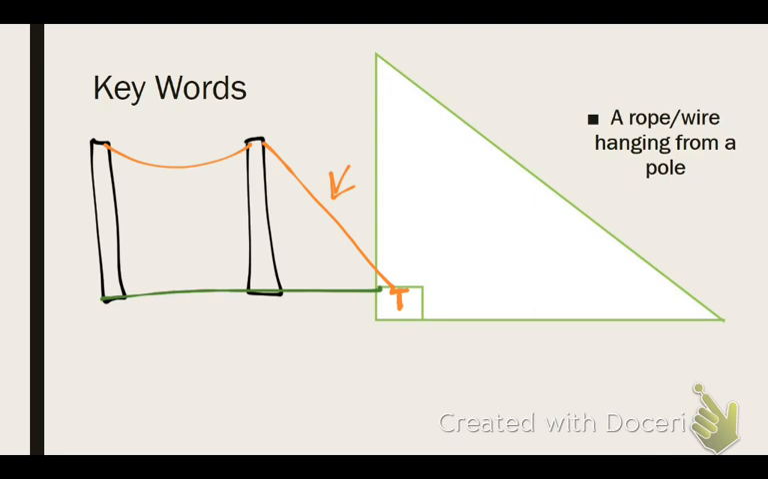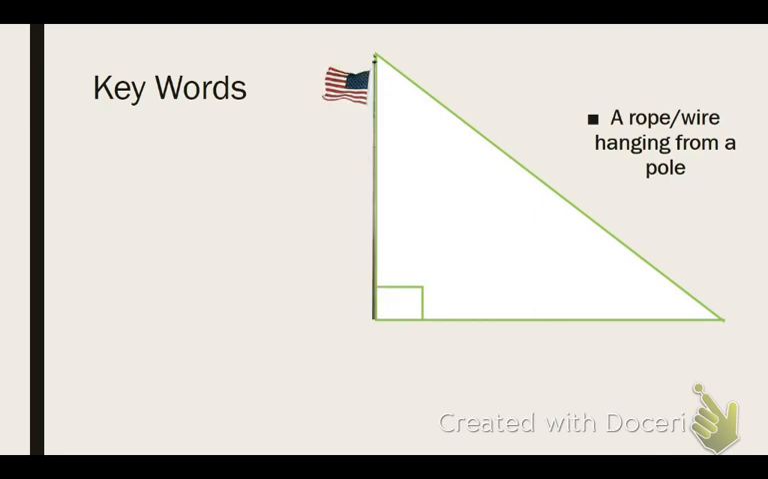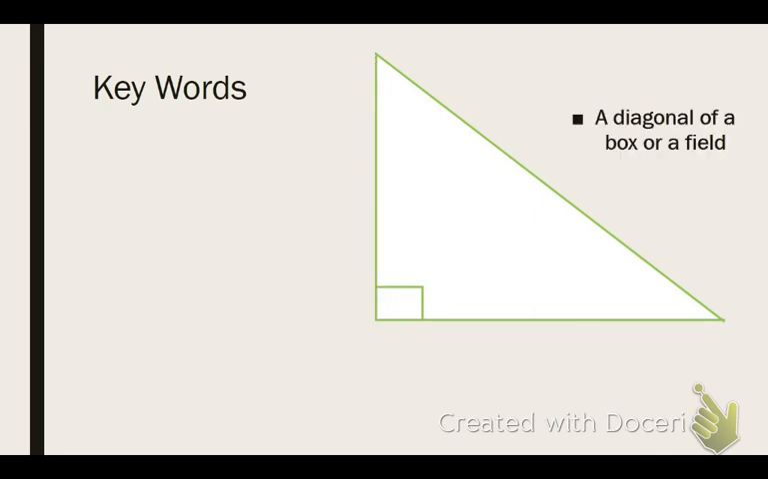I know it's not up here. I drew it, but the string of a kite. And then the last, if you see the word diagonal, that's going to talk about the hypotenuse. So the diagonal of a box or a field.